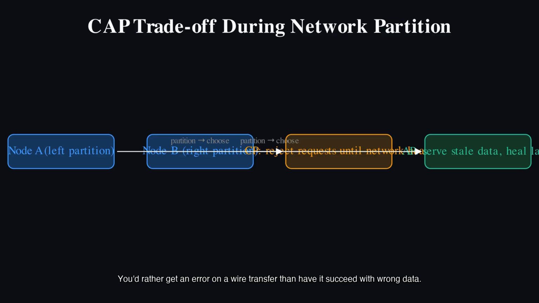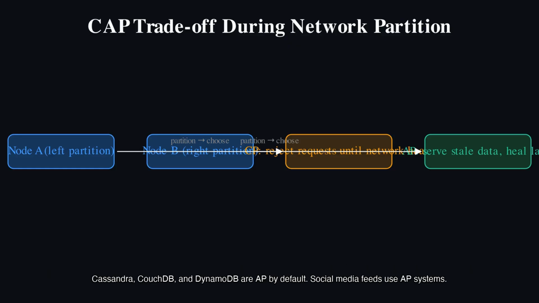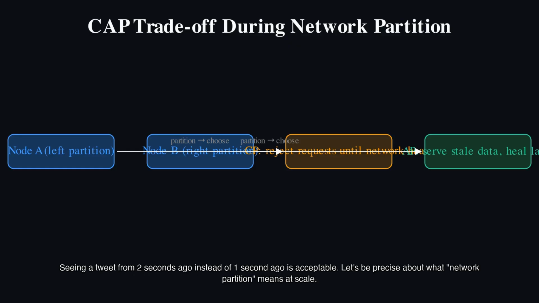AP systems, availability plus partition tolerance, choose to keep serving requests even if some data might be stale, and resolve conflicts once the partition heals. Cassandra, CouchDB, and DynamoDB are AP by default. Social media feeds use AP systems. Seeing a tweet from 2 seconds ago instead of 1 second ago is acceptable.